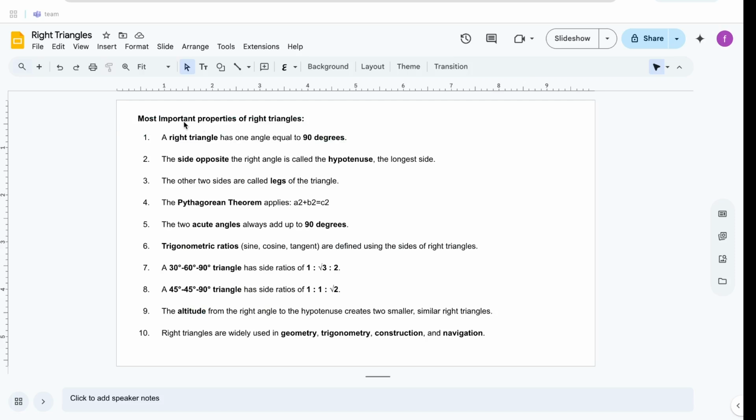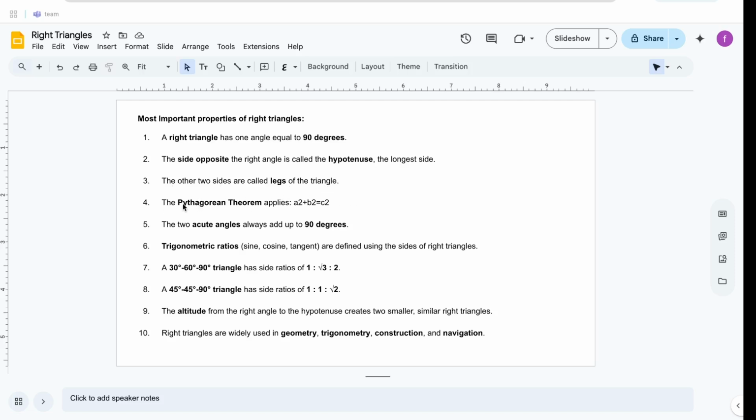Let's see some of the most important properties of a right triangle. A right triangle has one angle equal to 90 degrees. The side opposite to the right angle is called the hypotenuse, and it's also the longest side. The other two sides are called legs of the triangle.